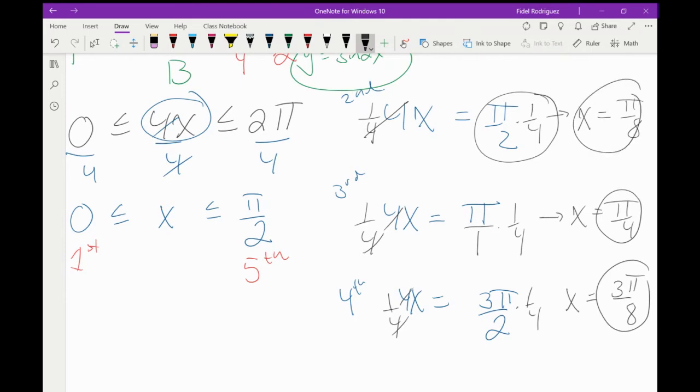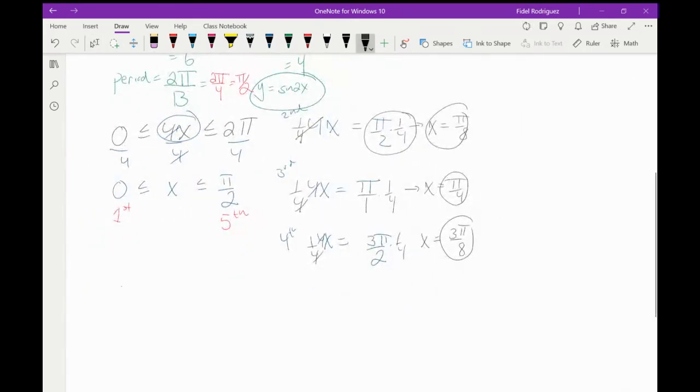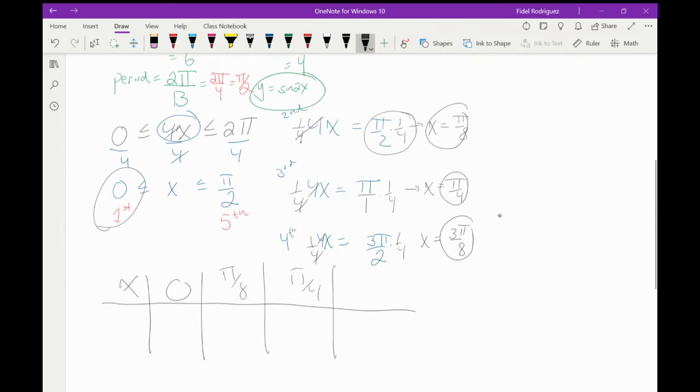Okay. So, remember what I'm going to do now, y'all? I'm going to make a little table. It's going to look like this. So we're going to have 0, because that's our first one. We're going to have pi over 8, that's our second. Pi over 4, that's our third. 3 pi over 8, and then finally, pi over 2, right?